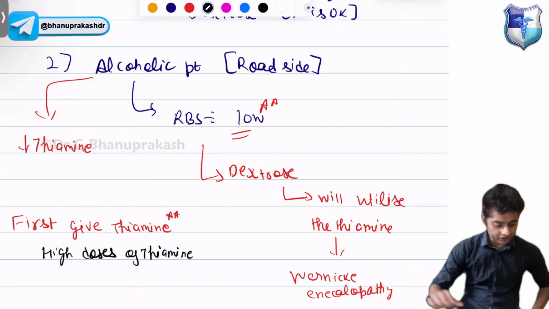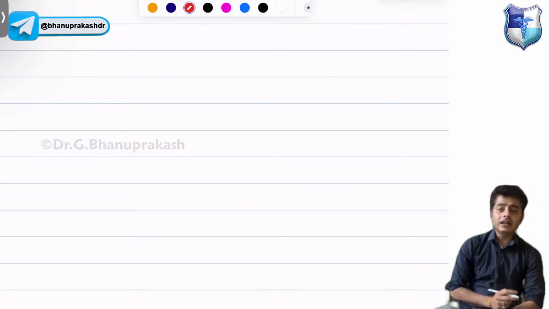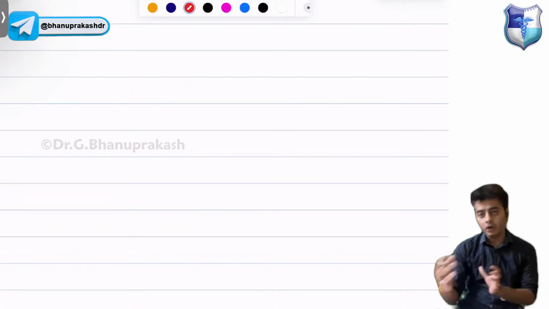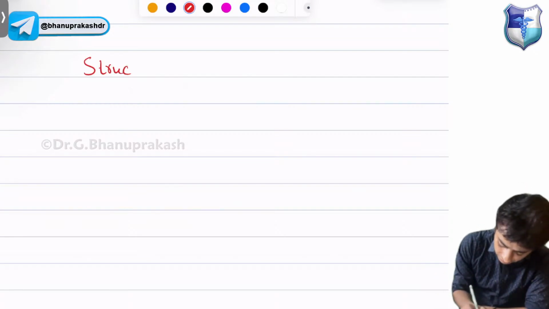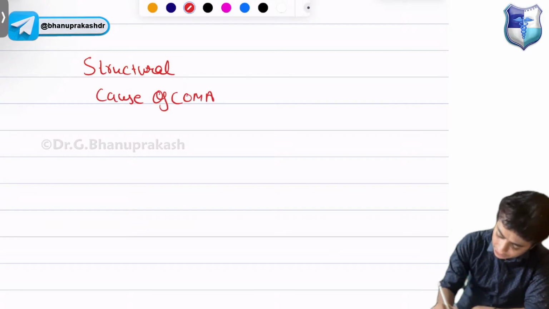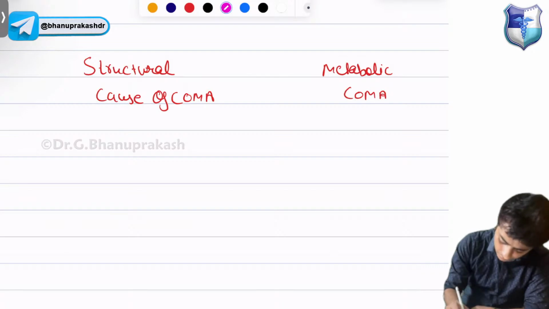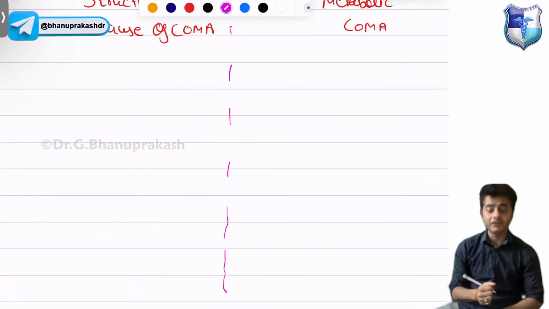Okay, everyone, shall we move further? Someone was asking me, sir, is there any examination to rule out the structural causes or metabolic causes of coma, to differentiate between them? So there are structural causes of coma and there are metabolic causes of coma. Can we differentiate them on the basis of examination? Yes, we can differentiate them.